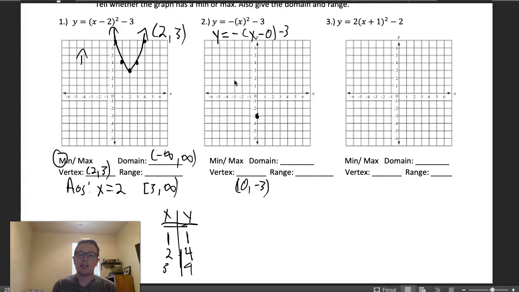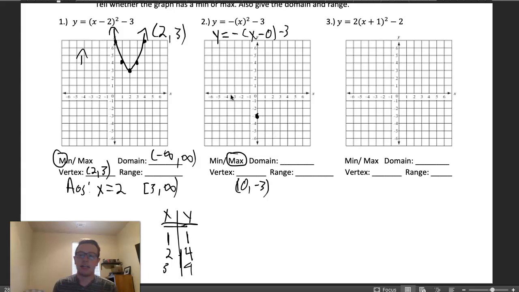Now, are we opening up or down? What's the sign out in front of our parentheses? It's negative. So we're going to be opening down. If we're opening down, the graph will look something like this. So we know we'll have a maximum.